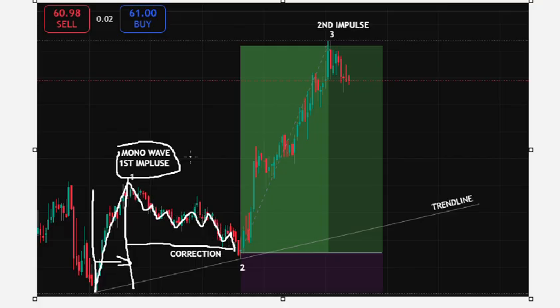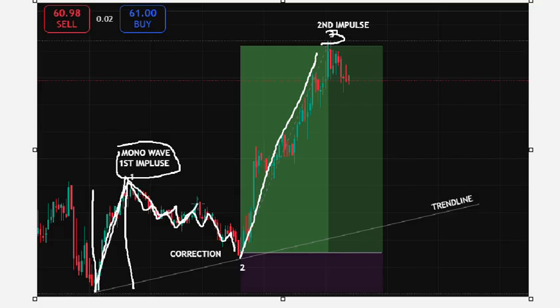So once this correction was done, hopefully you can see how price went to the upside. So this is our third wave, and as I've been telling you, this is the first wave we don't trade. We wait for this to confirm our first mono wave, and this is usually the trade that we take. Okay.